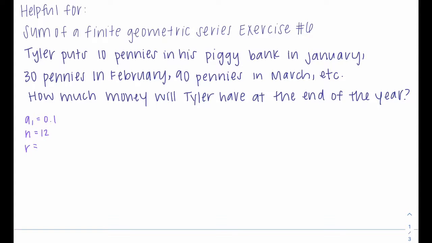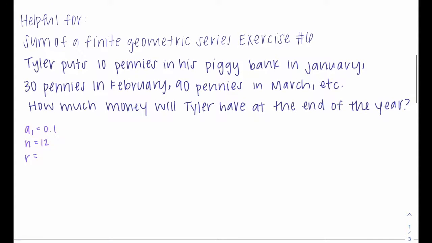To find our R, I'm going to start by writing out just a little bit of our series, and then we can look at what our common ratio is. So we have 0.1, next time is 0.3, next time is 0.9, and so on. So we can see here that every time we're going to be multiplying by 3. So that's going to be our common ratio, 3. Now from here, super easy. It just turns into a calculator problem.